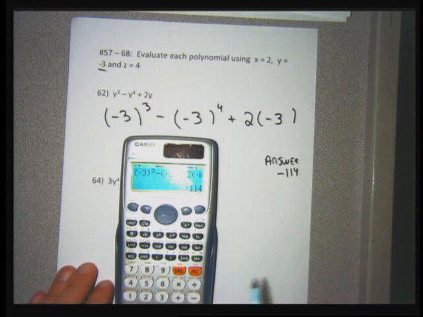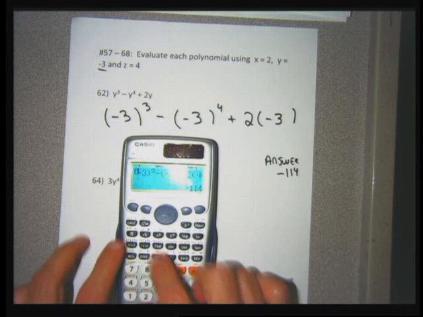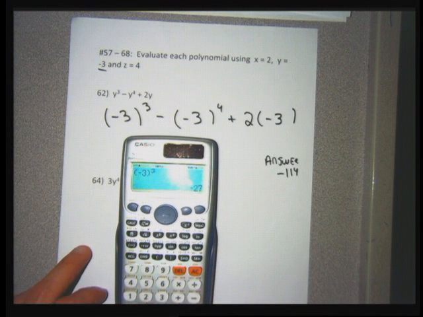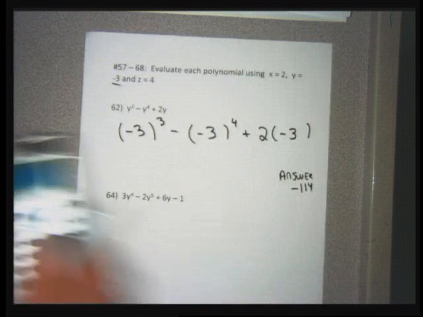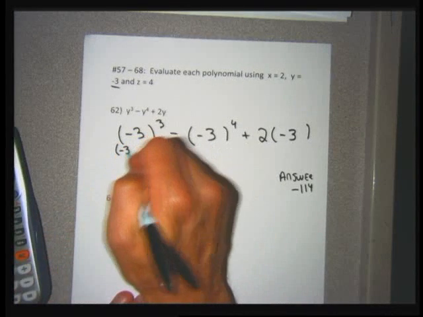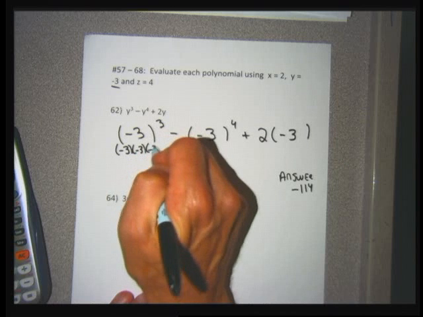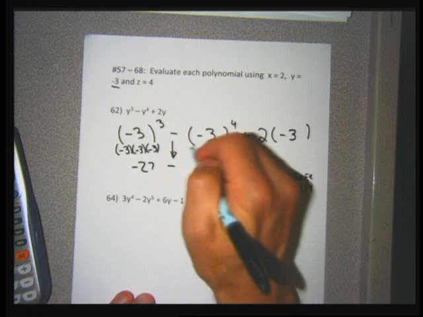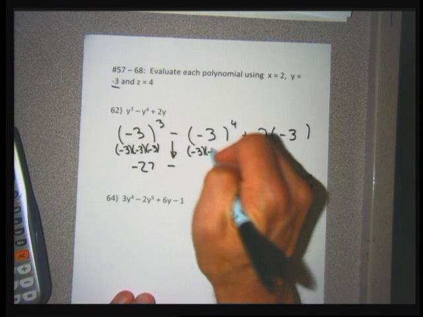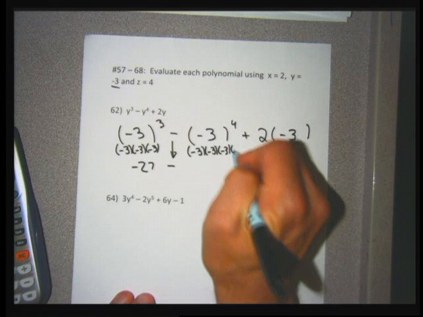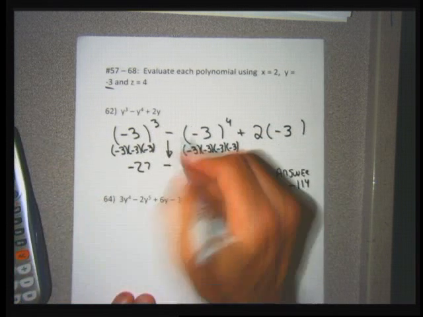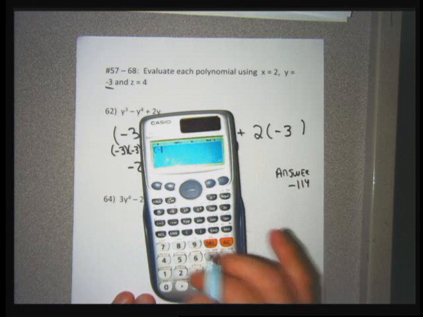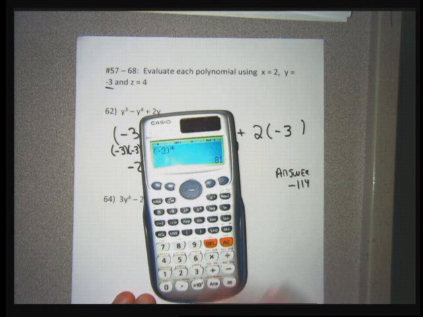To get there by hand, I need to know to do the exponents first. The first exponent is negative 3 cubed, and negative 3 cubed is negative 27. Doing this by hand, this is negative 3 times negative 3 times negative 3, which is negative 27. I'm going to bring down this minus sign, and then I'm going to do negative 3 to the fourth, which is negative 3 times negative 3 times negative 3 times negative 3. That's going to be positive 81. So negative 3 to the fourth, you get 81.